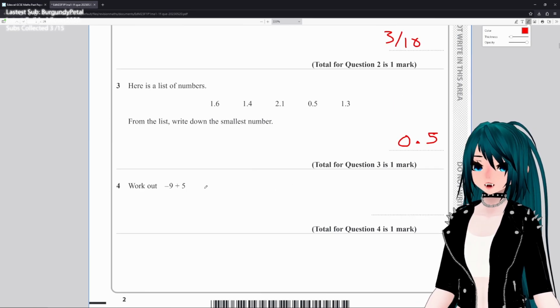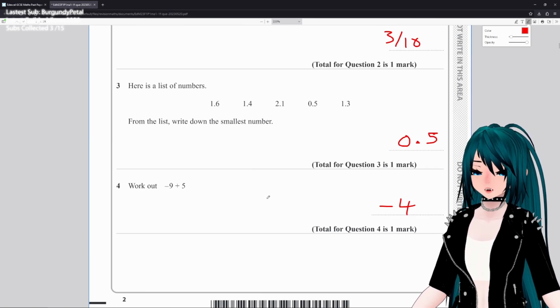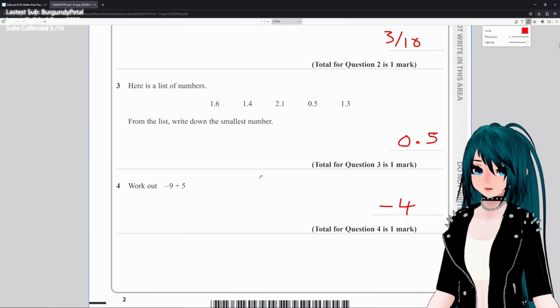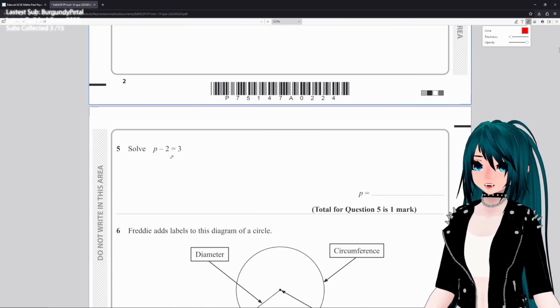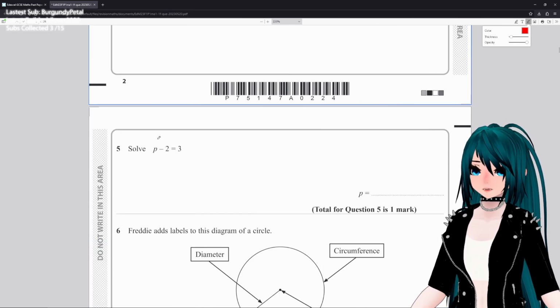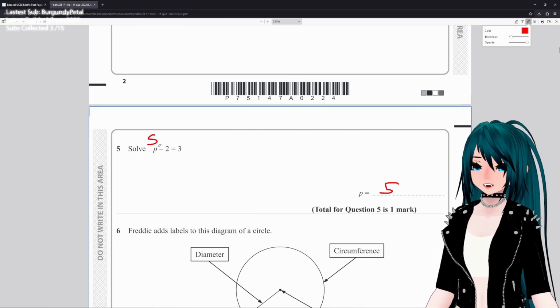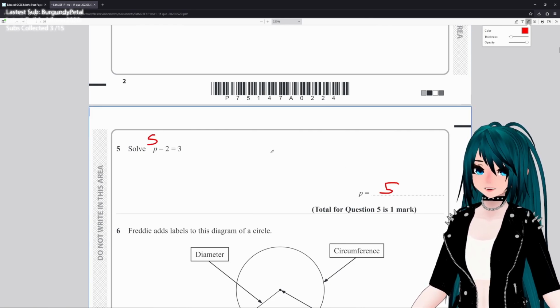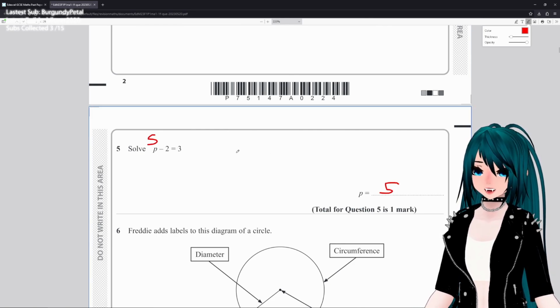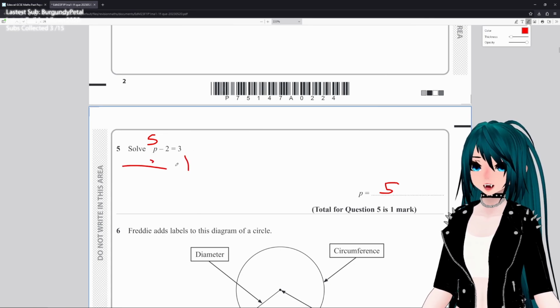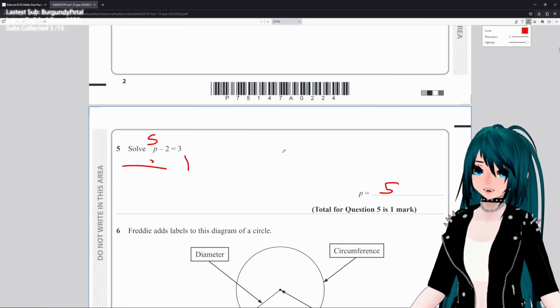Bro. -9 plus 5 is -4. Right? So, that's 5. It's because I just know 5 minus 2 is 3. I just know that. I wouldn't know how to actually do proper algebra here. I just know that 5 minus 2 is 3.